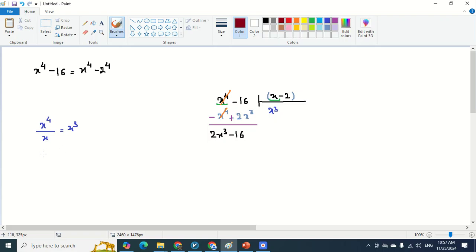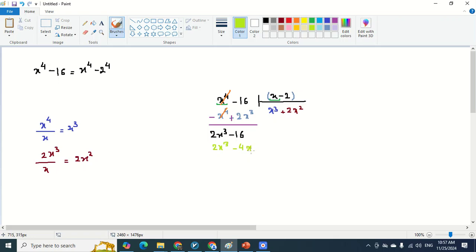To continue our long division, we do similar things. Right now the biggest term is 2x cubed, and I should divide it by the biggest exponent of the divisor, which is x. So the result is 2x squared. I put 2x squared here, then I multiply 2x squared by x minus 2 again. The result will be 2x cubed, and 2x squared times minus 2 is minus 4x squared.